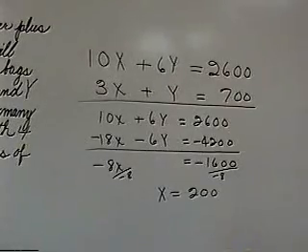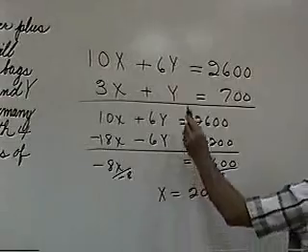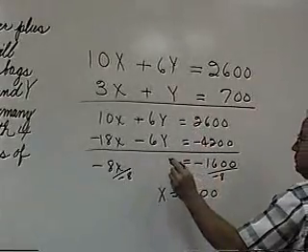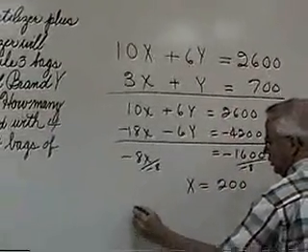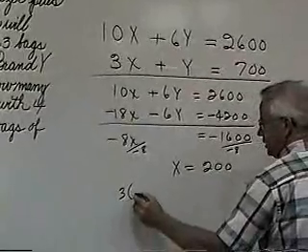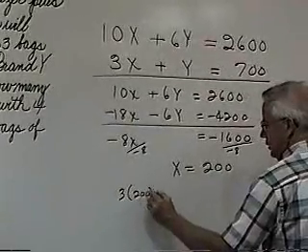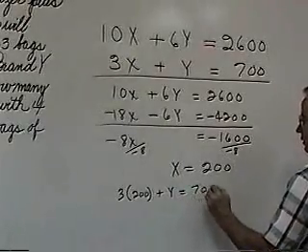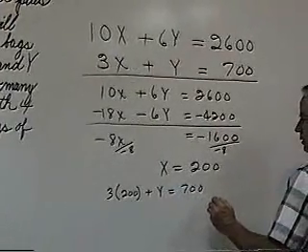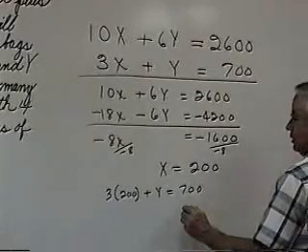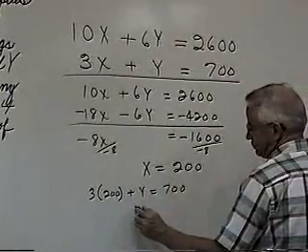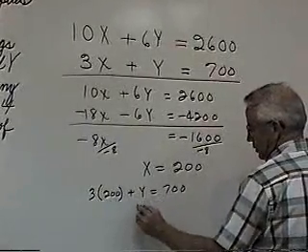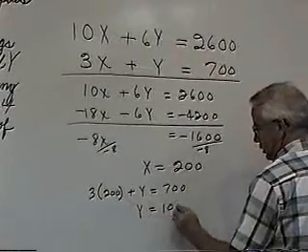So x is 200. What's y? Well, what we'll do is go back and plug it in one of the equations. So we'll plug it in the second equation, 3x, so that's 3 times 200 plus y is equal to 700. So that's 600, move it across, y is equal to 100.